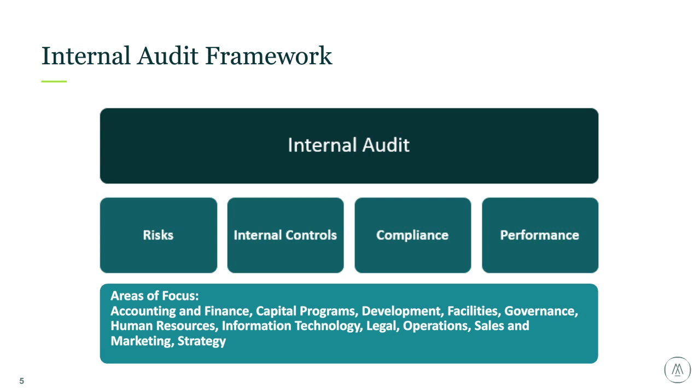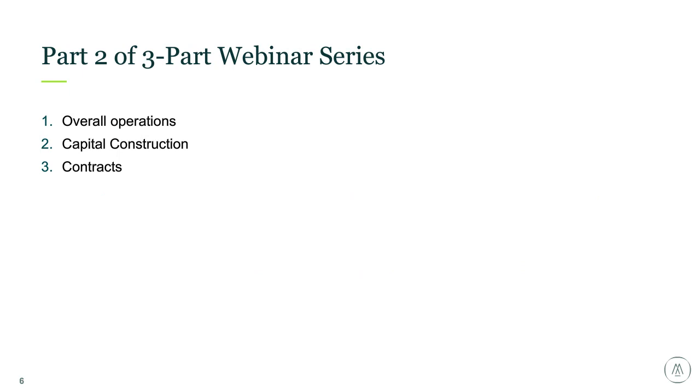And as I mentioned, this is the second in the three-part series. The first part focused more on general operations, i.e. how we do a general risk assessment, what types of controls to look for, and where there are opportunities for gaining efficiency and effectiveness in general operations for organizations.